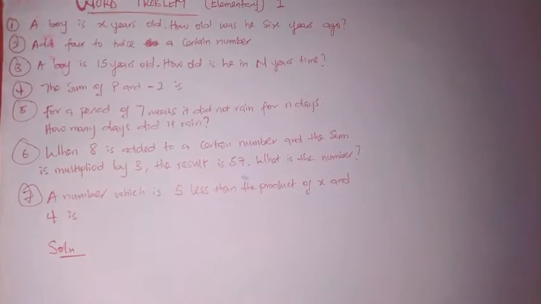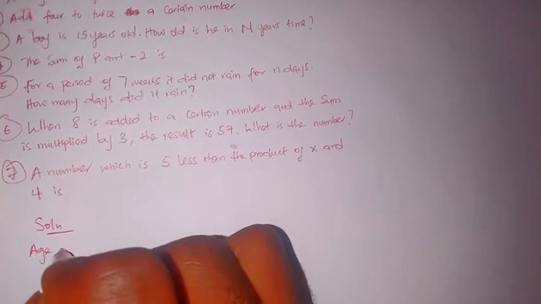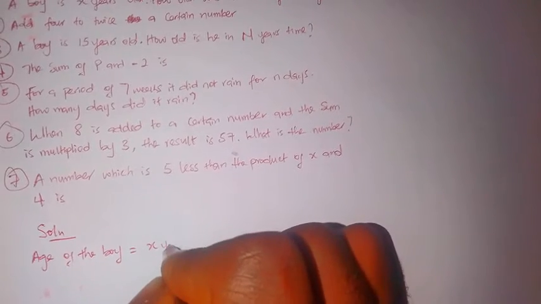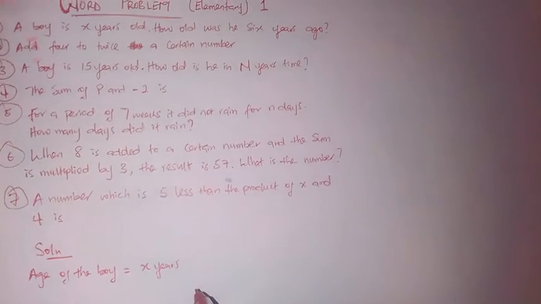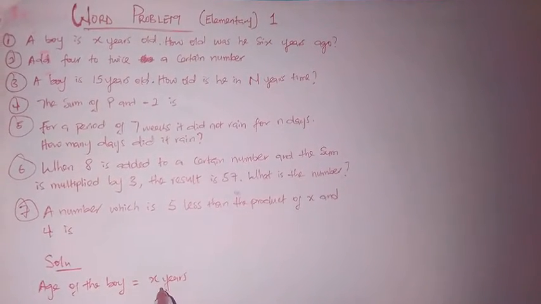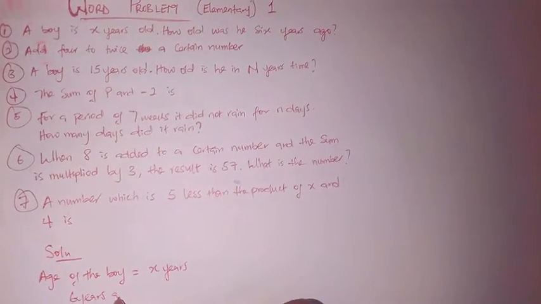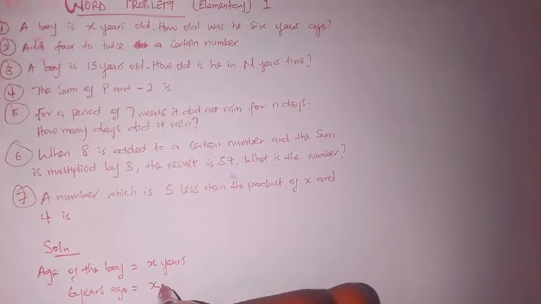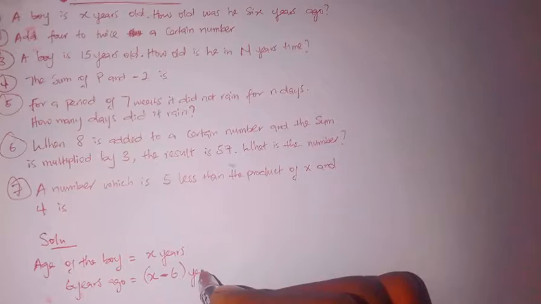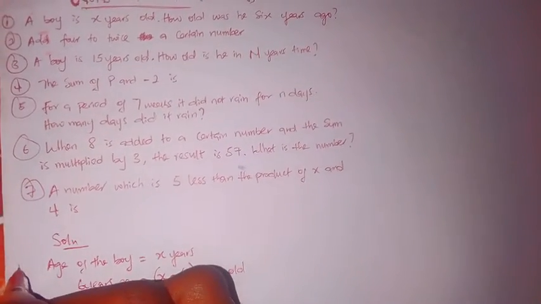So a boy is X years old. Let's put that down. Age of the boy equals X years. How old was he 6 years ago? Since his current age is X years, 6 years ago the boy will be X minus 6 years old. So that's very simple.